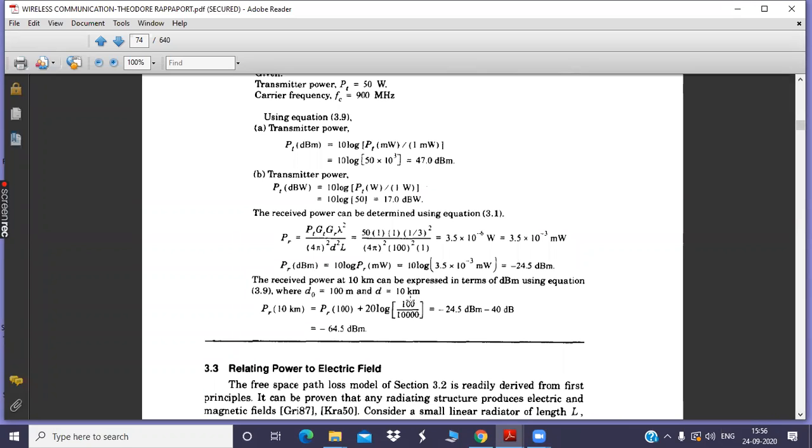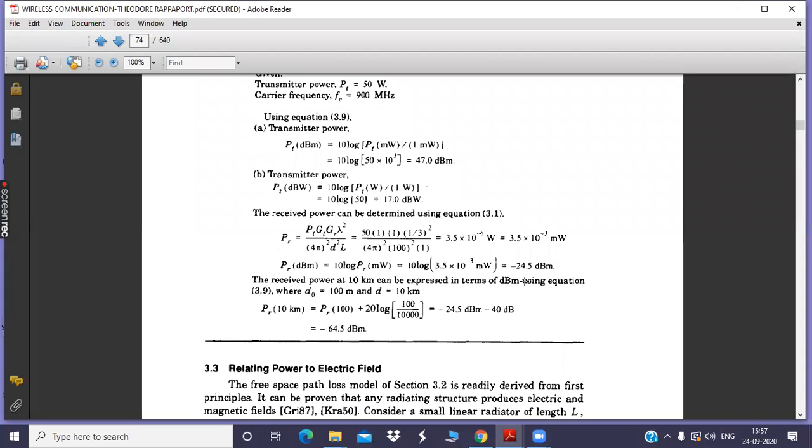So 20 log 100 meters divided by 10 kilometers. But please be careful that you need to convert the 10 kilometers into meters. So multiply by 1000, that will be 10,000. Simplify that, you will get the answer as minus 64.5 dBm, which means that your power has been reduced from minus 24.5 dBm to minus 64.5 dBm when the distance has changed from 100 meters to 10 kilometers.